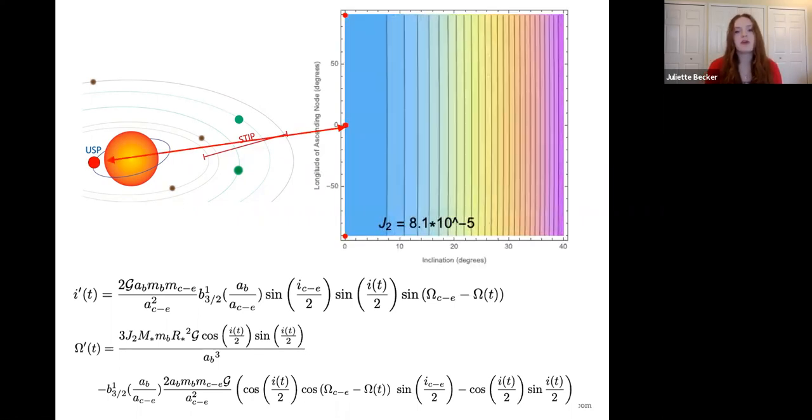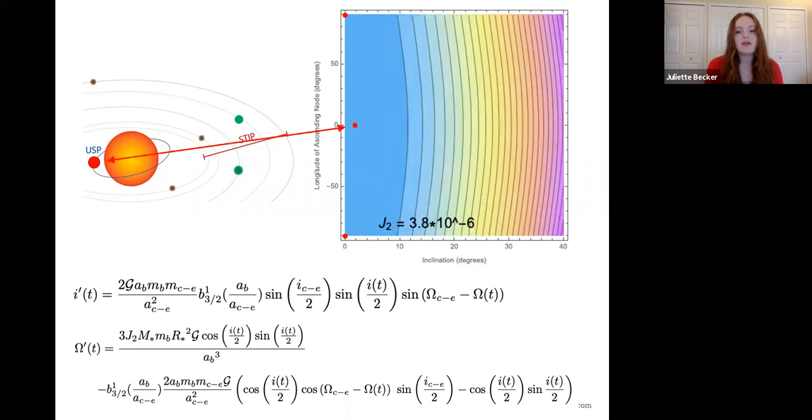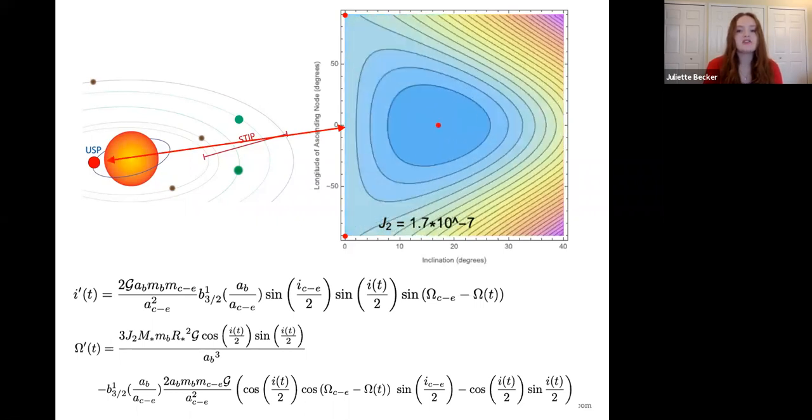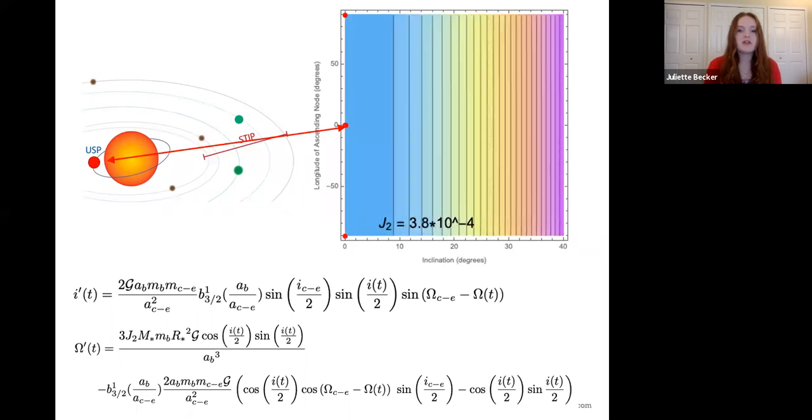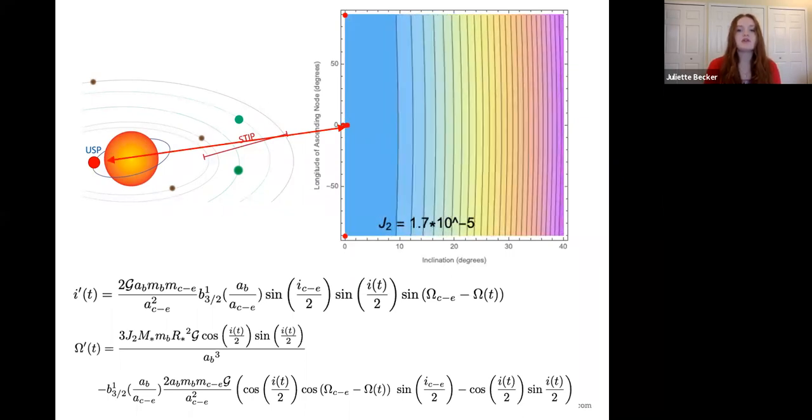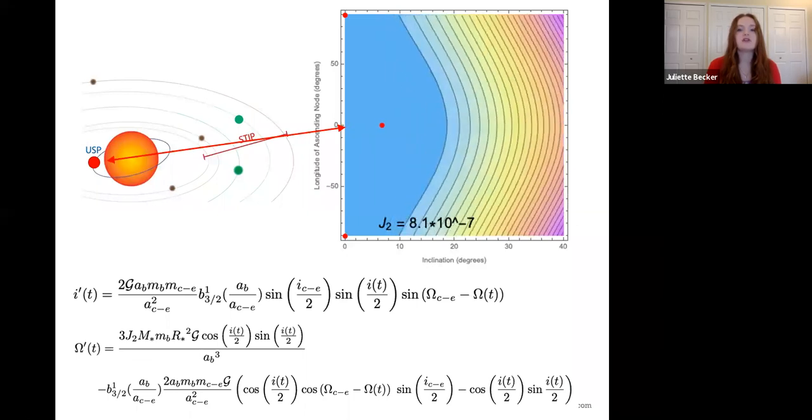So here's an animation showing exactly what happens. It's going to loop through a few times. What you'll notice is that as J2 is big, so around 10 to the negative 2, 10 to the negative 3, the ultra short period planet is coupled very strongly to the star and the inclination is low.